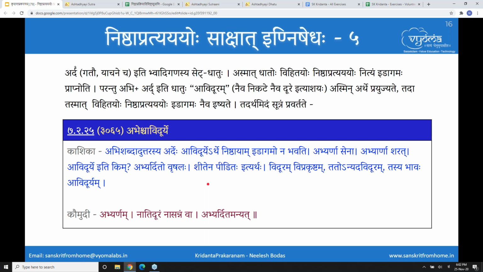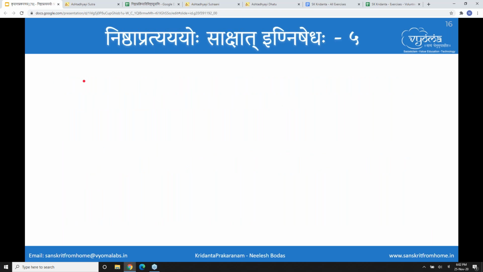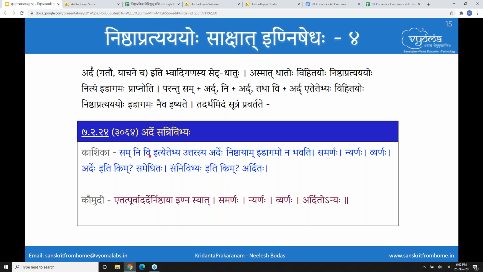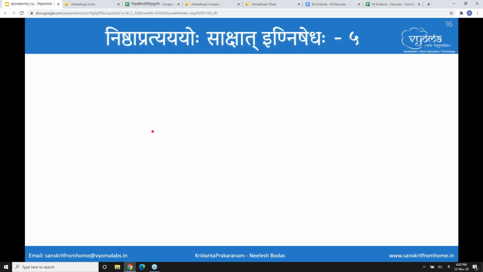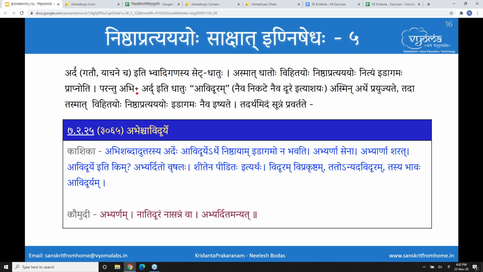Asya prakaranasya antimam sutram abheshcha avidurye. Same dhatu, a different upasarga is told. So here in the previous case you had sama, ni and vi. Now it's the same dhatu, but the upasarga that we are talking about is abhi. Abhi plus arda iti asti chet vishishte arthe idagamaha na bhavati. So see how complex he has gone. He has added an upasarga and now he is adding another meaning on top of it. Extremely complex. So abhi plus arda iti dhatuhu asti chet aviduram.